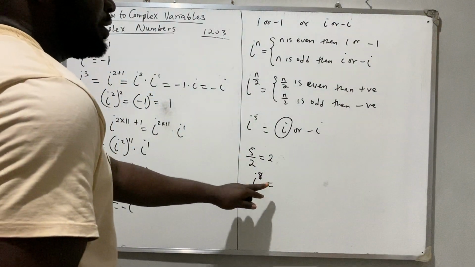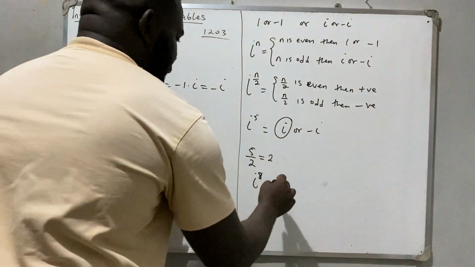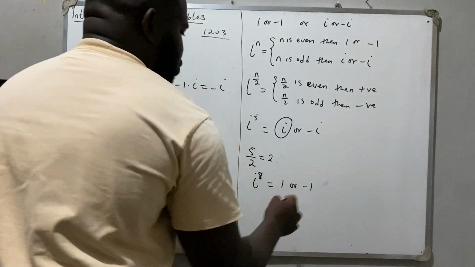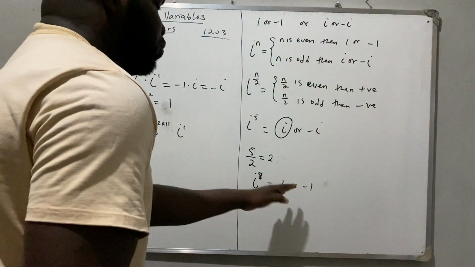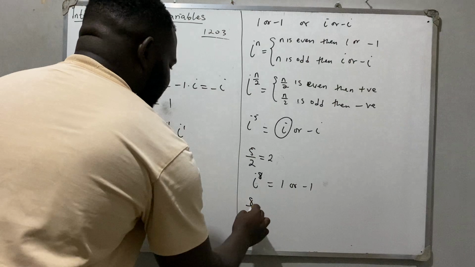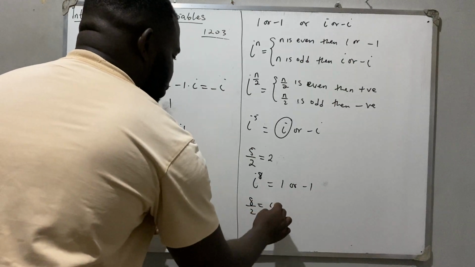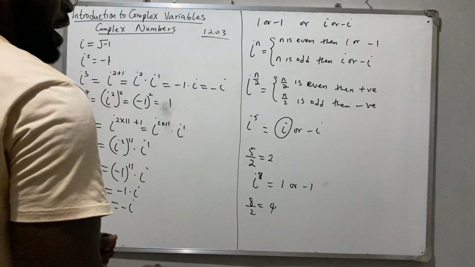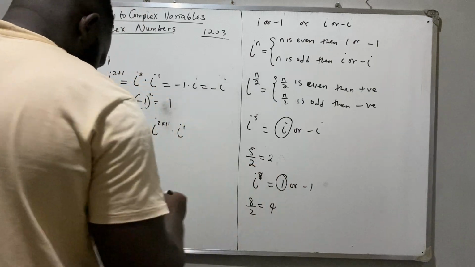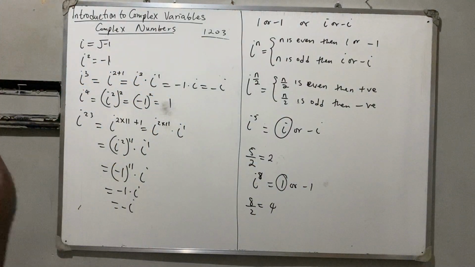If you notice, you see that 8 is even. So since 8 is even, I'm expecting 1 or minus 1. Now, which one do I choose between them? I will say 8 divided by 2. And 8 divided by 2 gives you what? 4. And 4 is what? An even number. So since it's even, I will take positive. Okay?